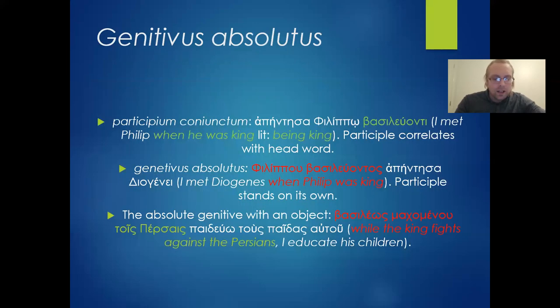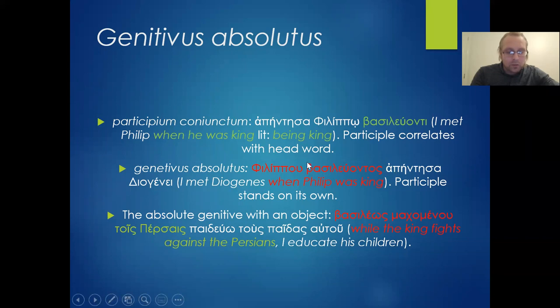Okay, let's move on to the absolute genitive, then, which involves participles in the genitive case. So far we have mainly been dealing with the most common use of participles in Greek, which, as you may remember, was that of the participium conjunctum, the conjunct participle. And in these conjunct participles, the participle connects directly to a head word, which can be a noun or a pronoun. And the participle then stands in the same gender, number, and case as the word that it connects to. And we see an example of the participium conjunctum here on the screen.